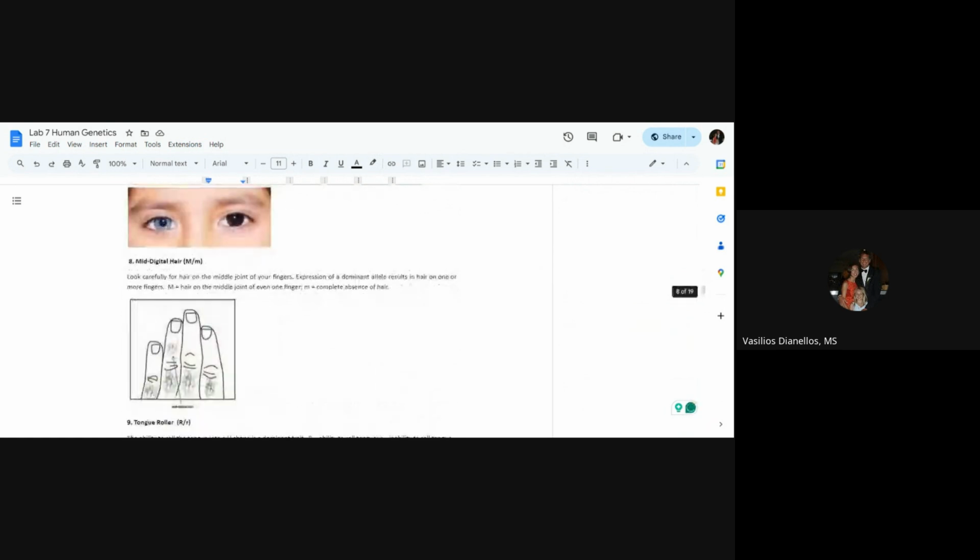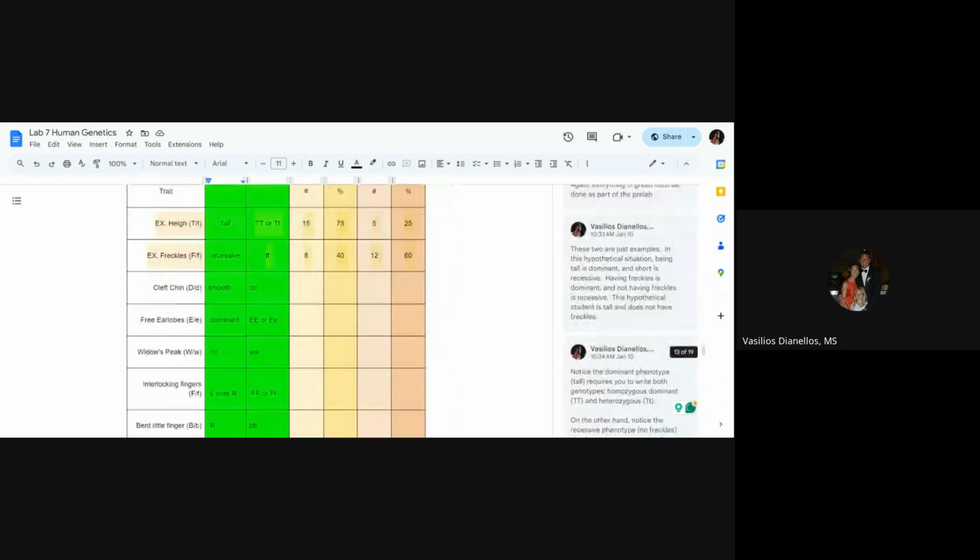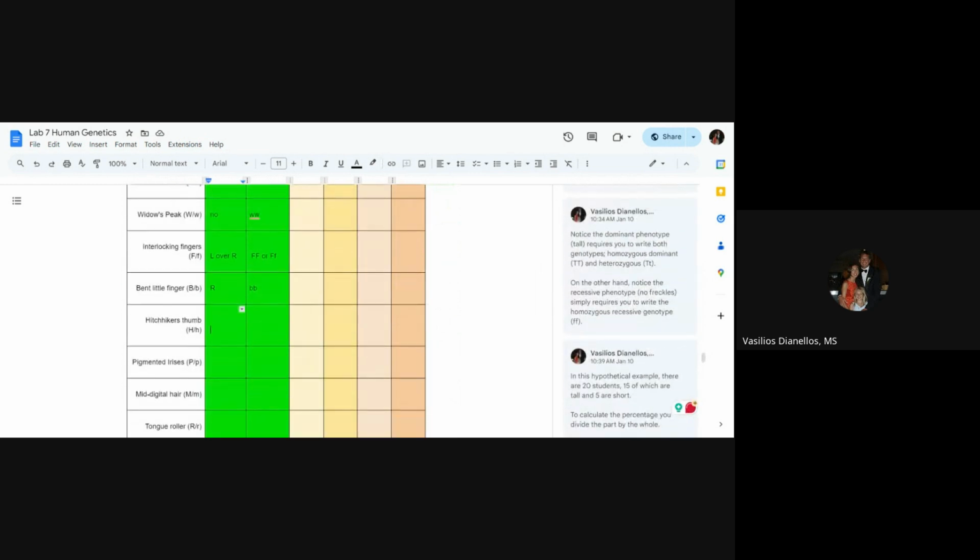All right. So hitchhiker's thumb. Another way you could put this, yes. If someone else doesn't have it, they could put no. Or they could put dominant or recessive or whichever. All right. So you have the ability to do that. We just read that that's a recessive ability.